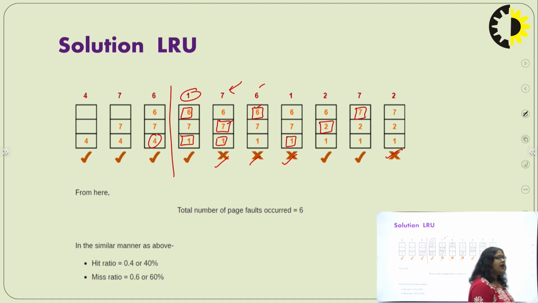In this particular example, the hit ratio for LRU and FIFO is the same. It is 40% and the miss ratio is 60%.